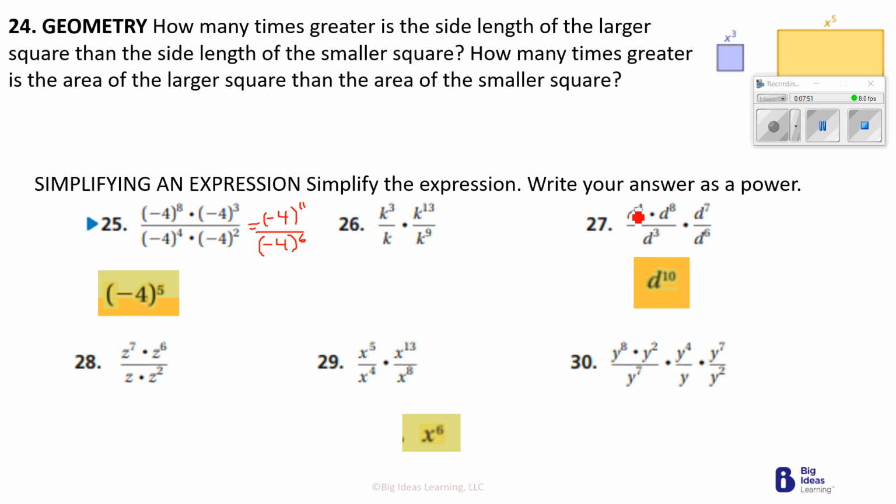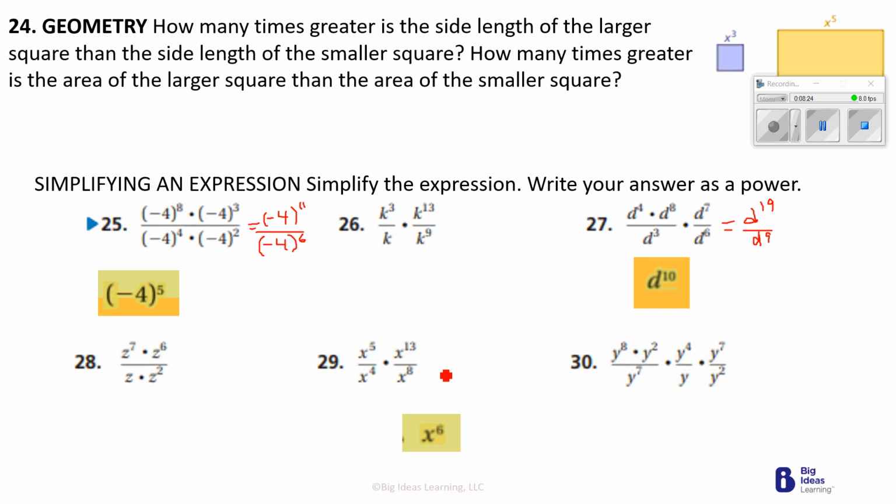All right, let's go to number 27. We have d to the 4th power times d to the 8th power times d to the 7th. We add all these exponents together. I know 8 and 7 make 15, and 15 plus 4 make 19. So this is going to be d to the 19th power. And then we're going to have d to the 3rd times d to the 6th. That's 9. So that's d to the 9th power. And we know 19 minus 9 is 10. So we have d to the 10th power as our answer.